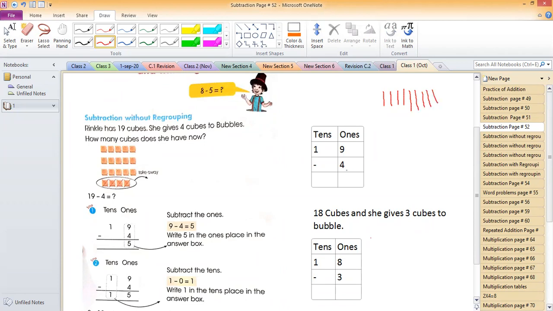1, 2, 3, 4, 5, 6, 7, 8, and 9. You need to minus what? 4. So cut 4 lines, 1, 2, 3, 4, and check how many lines are left. 1, 2, 3, 4, and 5. So 9 minus 4 equals 5. So you will write here 5. Now this is 1 ten and this is 0. 1 minus 0 equals what? Yes, guys. 1 minus 0 equals what? Tell me.